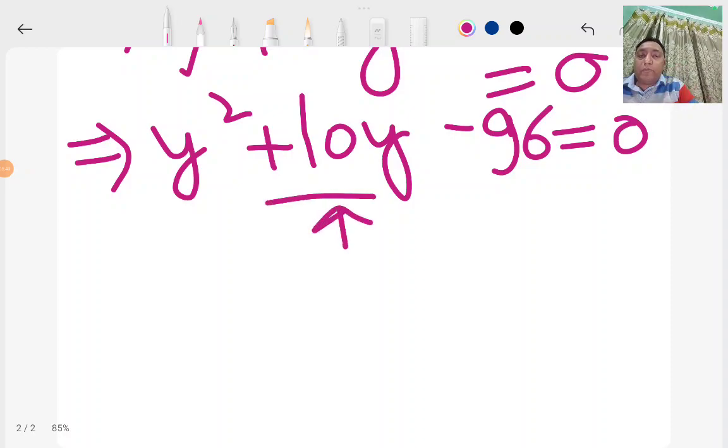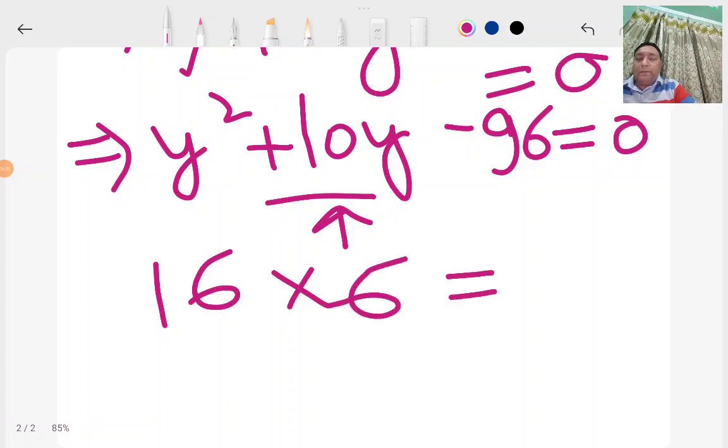We have to split 10x into two terms such that the sum should be 10, whereas the product should be minus 96. Let's see how we are going to get it. Suppose 16 multiplied by 6.